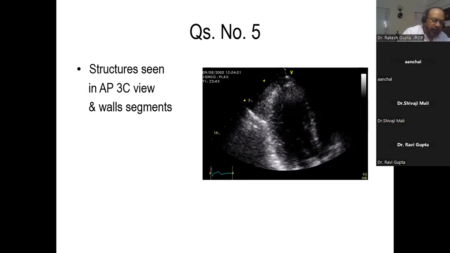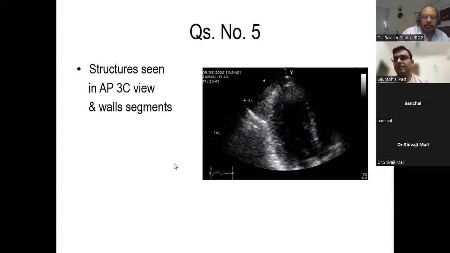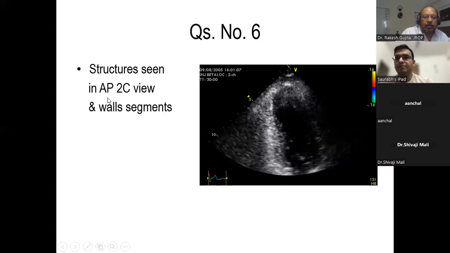Let's move to Dr. Saurabh Gupta from Udaipur. Saurabh, are you there? Yes, sir, I'm here. Get ready, Saurabh. Okay, sir. This is a structure seen in apical two-chamber view. What is this? Sir, anterior wall of left ventricle. What is this? Inferior wall. What is this? Sir, papillary muscle attached to the.